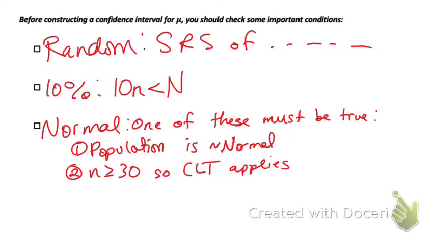Do both of these have to be true at the same time? No. If the population is normal and it says so in the problem, do you even care what the sample size is? No, not really. I mean, other than you have to use it to plug it in the calculator, but really you don't care.